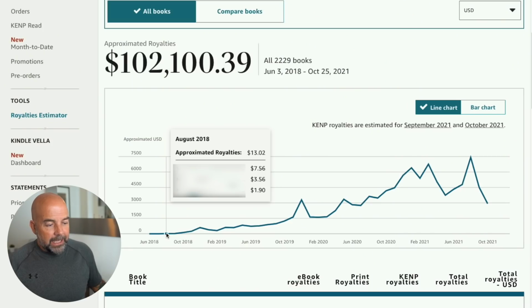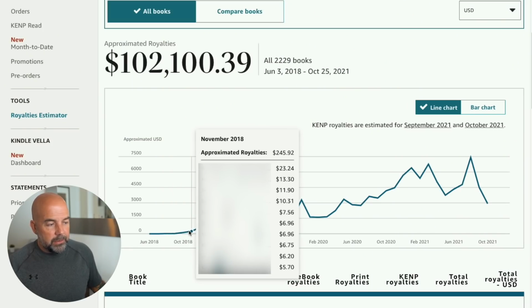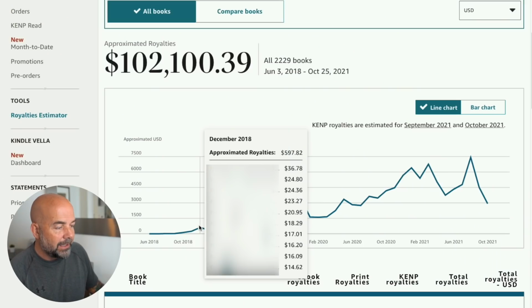Not a huge amount. However, that got me addicted because it showed me a proof of concept. And I loved the idea of being able to create these books free of charge, upload them to Amazon, and just have them sit there potentially making money from the day they're published until either the account was terminated or until Amazon went bust and combusted and disappeared. And we can see that the income slowly increased over the next months. To November, made $245.92, and December, which is always the best month for making sales due to the Christmas holiday period, I made $597.82.